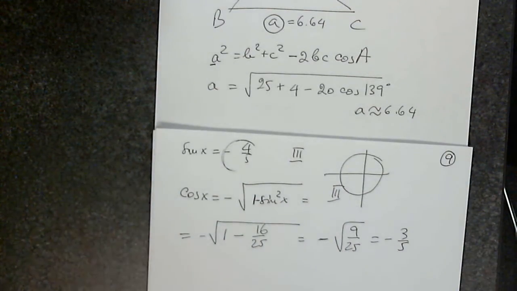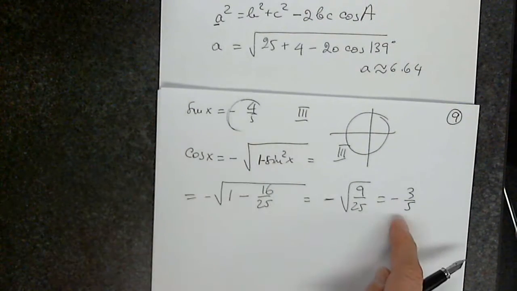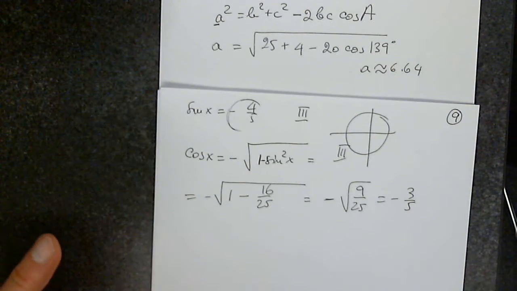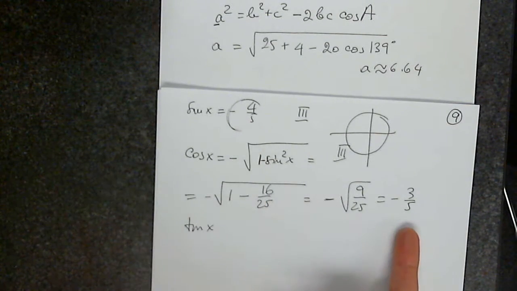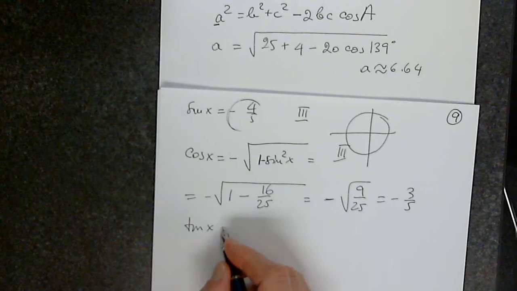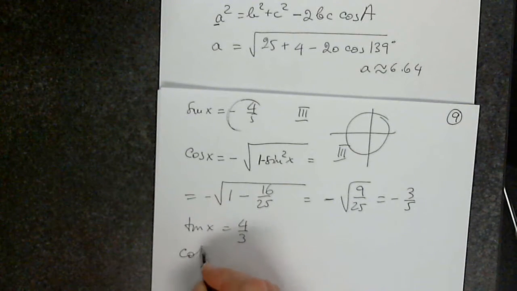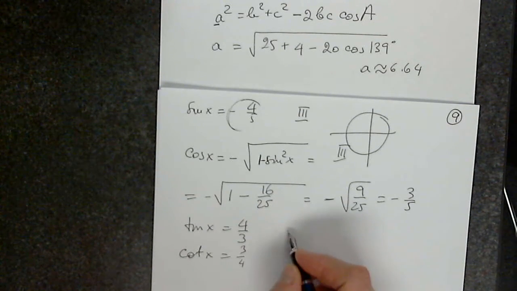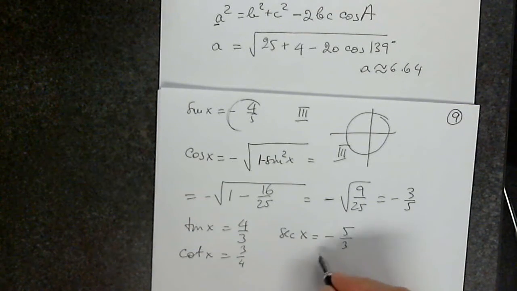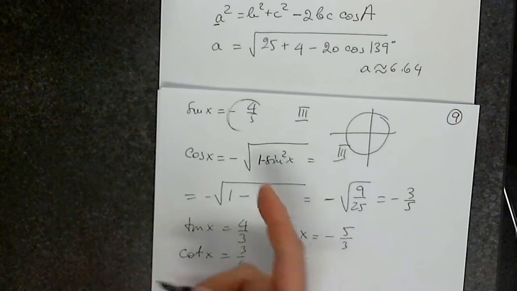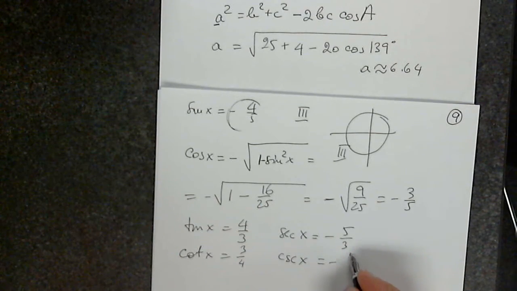Now I don't care about anything else. Because I know sine and cosine, I'm done. I can find the other 4 in a blink. Tangent x, negative 4/5 over negative 3/5, so it's positive 4/3. Cotangent x is 3/4. Secant x is 1 over cosine, negative 5/3, and cosecant x is 1 over sine, negative 5/4.